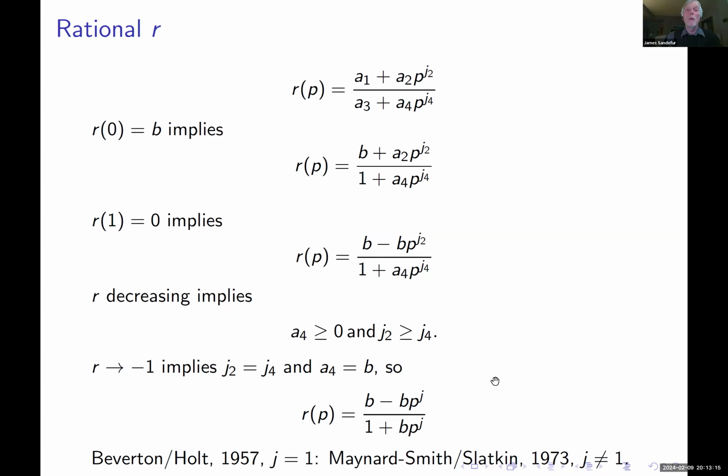And it was first studied by Beverton Holt in 1957 using J equals 1. And then Maynard Smith and Slatkin were studying, I think, a prey species, and considered it with J not equal to 1.